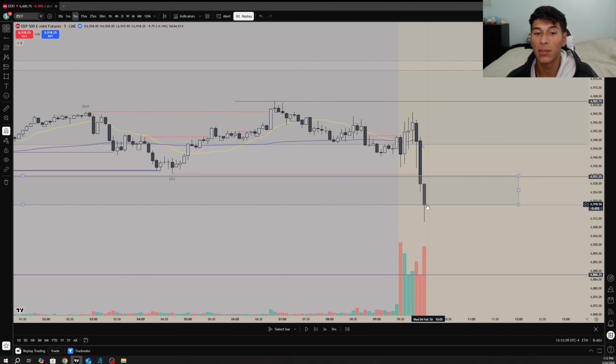Wait, no, it inverses it because the candle closed below. We inversed the hourly fair value gap, the bullish fair value gap. So that's confirmation that we're bearish. So now I'm just looking for an entry at this point.